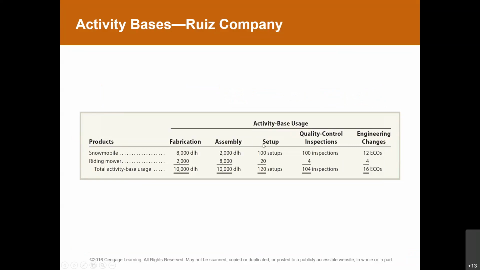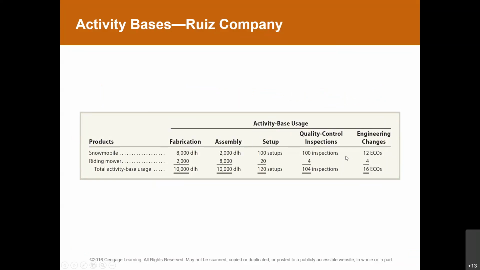So we had said that for the snowmobiles, there's going to be 100 setups, 100 inspections, and 12 engineering changes. And for the riding lawnmowers, we said there was going to be 20 setups, 4 inspections, and 4 engineering changes.